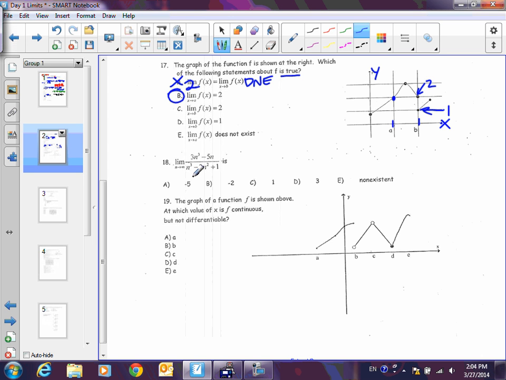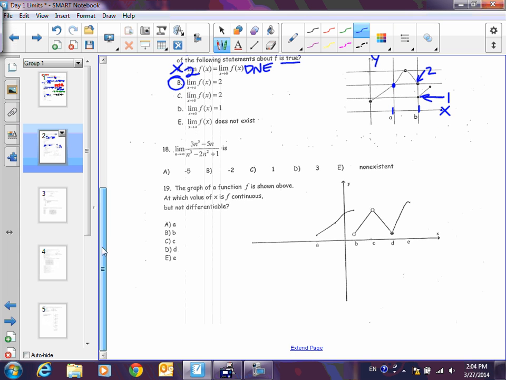Okay, so there's going to be questions on the AP test that are kind of hard, but then there's going to be some like this that are pretty easy if you just know what a limit is. All right, let's look at 19, because 19 starts using this other word, differentiable. So 19 says the graph of the function shown above, but really it's shown to the right. At which value of x is f continuous but not differentiable?